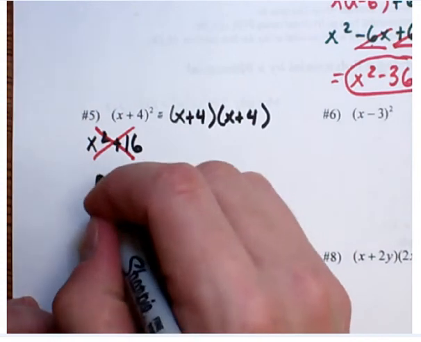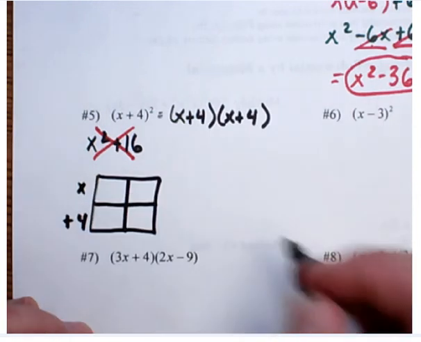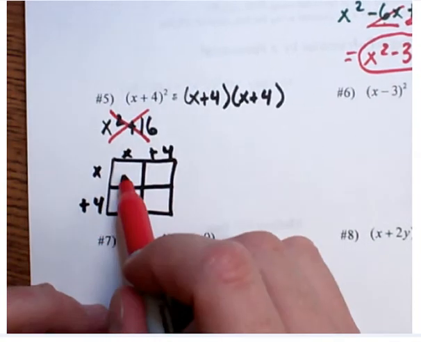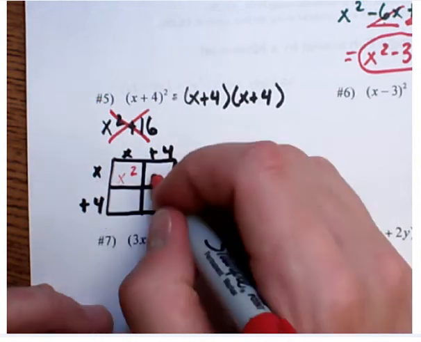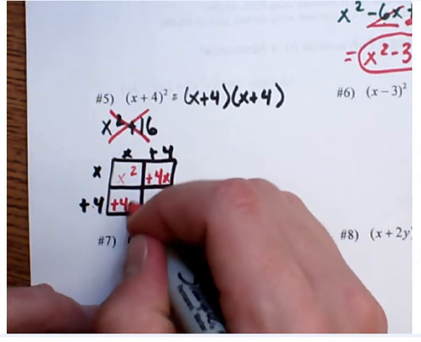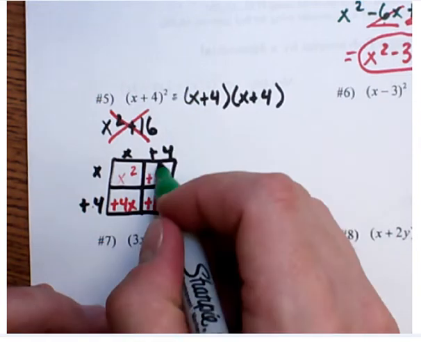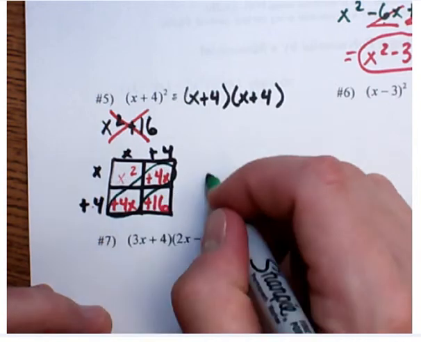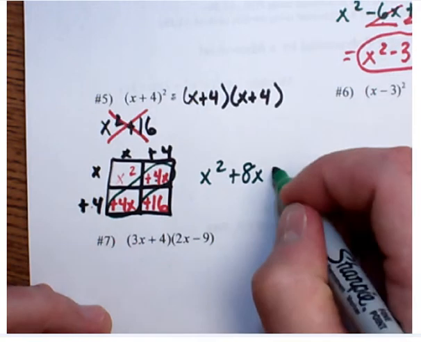So, let's do a box. X plus 4 going down, and same thing, x plus 4 going across. To get your squares, you have to multiply. X times x is x squared. X times 4 is positive 4x. 4 times x is positive 4x. 4 times 4 is 16. Now, can we combine anything? The answer is yes. You have x squared, that doesn't change. 4x plus 4x is 8x plus 16.